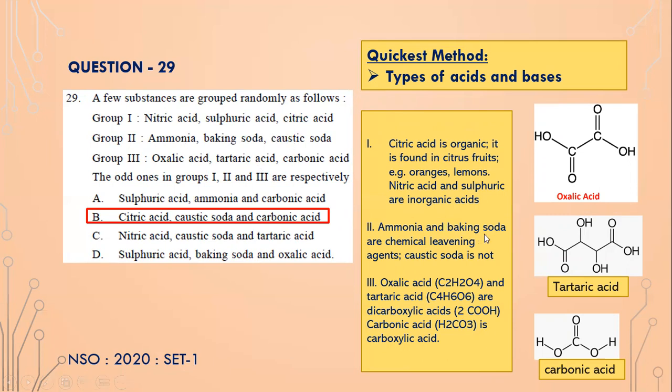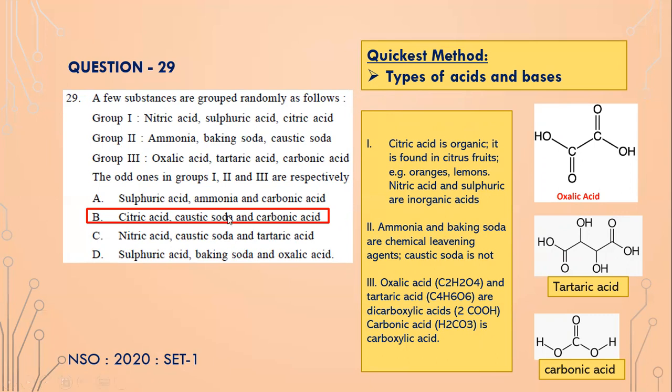Ammonia, baking soda, and caustic soda. So ammonia and baking soda are chemical leavening agents, isn't it? They are chemical leavening agents. But caustic soda is not a chemical leavening agent. And baking soda is basically what gives that fluffiness to the bread, but caustic soda is not a chemical leavening agent.